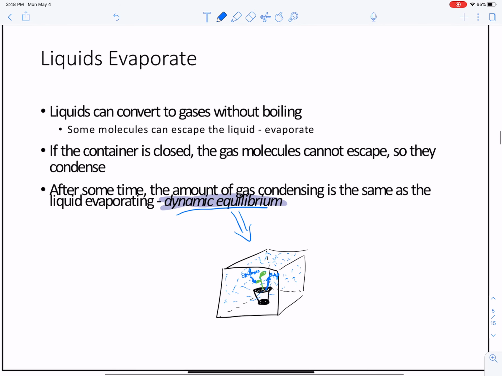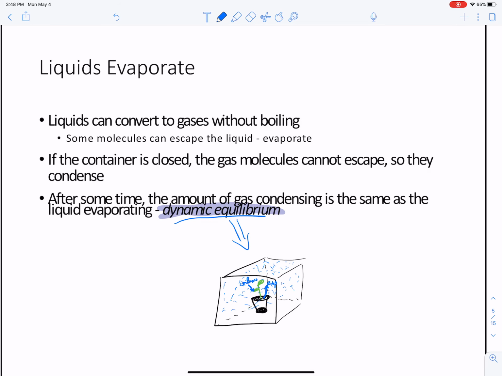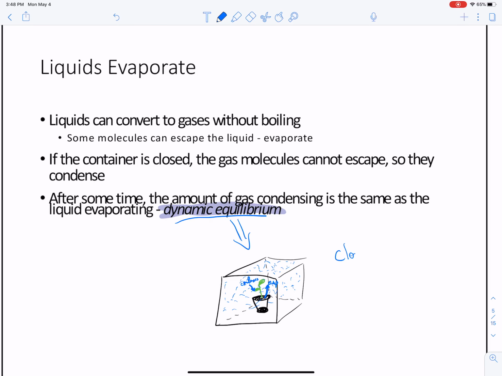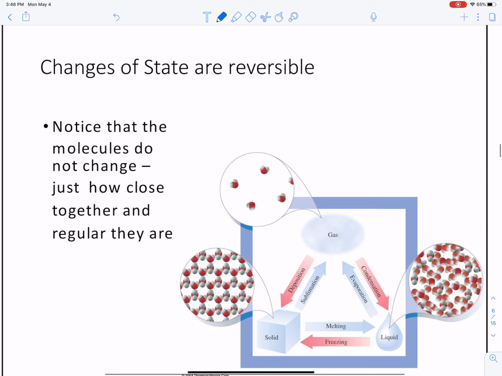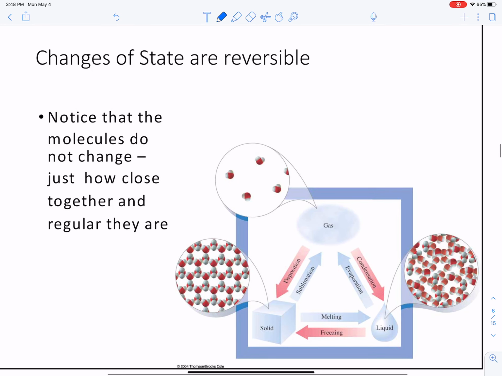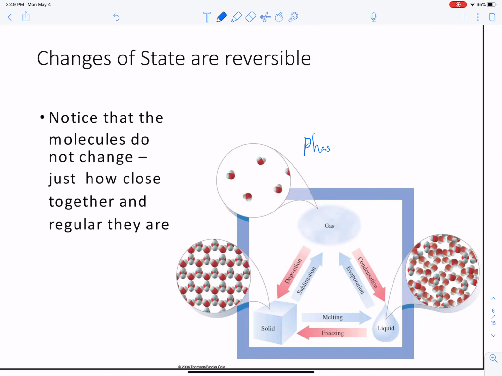This happens all the time in nature. We get this dynamic equilibrium. This is a closed system. Water can't be added to it, nor can it be removed. Now, one of the neat things is we find out that these changes of state are reversible. See, this is that phase transition triangle that I was talking about. You can go back and forth and back and forth, back and forth. Just because you're solid doesn't mean you can't become a gas. Just because you're liquid doesn't mean you can't become a solid.